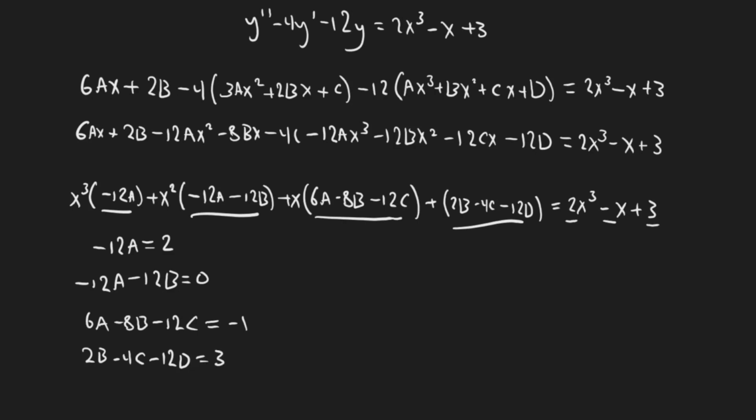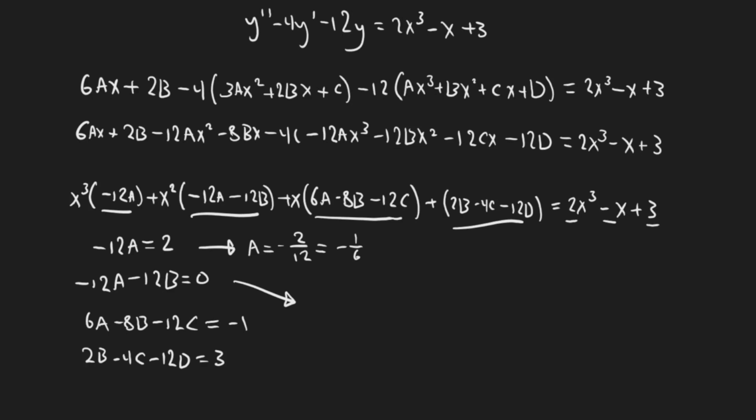All right, so now our job is to solve this system of 4 equations for 4 unknowns. So let's start with the first equation, which just says negative 12a equals 2. So let's just divide both sides by negative 12, and we get a equals negative 2 over 12, or in other words, a equals negative 1/6. Okay, nice. So we got a pretty much immediately.